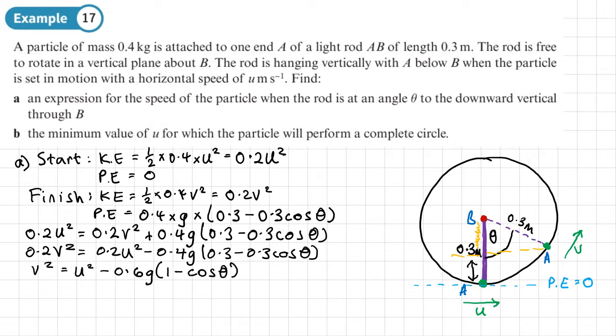The last step is just to square root both sides. So v is going to equal the square root, it's got to be the positive square root, of u squared minus 0.6 g times 1 minus cos theta. And we'll just highlight that before we move on to part B. We'll just close that bracket as well.